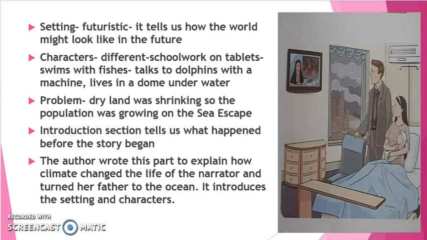Now, the characters in the story are quite different from us. No doubt they are human beings, just like you and I, but they are very different. Why? Because you would find that Tara and her friends do not go to school. They do not have a school. In fact, they just have a room where they have a teacher and they do their schoolwork on tablets. Now, you and I did our schoolwork in books, right? Even now, of course, you are using your mobile phones or your laptops, but we still use books.